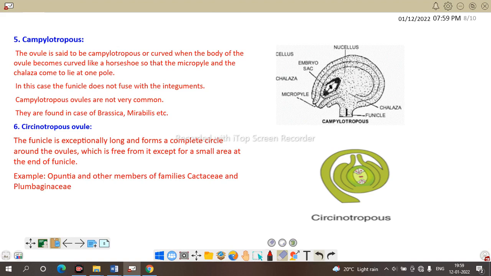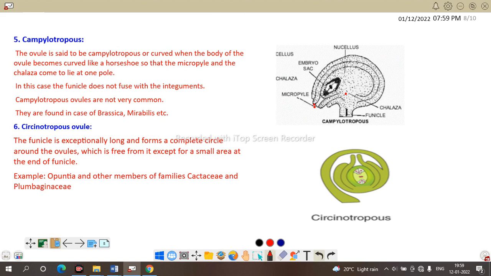Next is campylotropous, in which the body of the ovule becomes curved. It is popularly known as horseshoe shaped, where micropyle and chalaza lie at the same pole. Here is the chalaza, and here is the micropyle. They lie at the same pole, looking like a horseshoe shape. It is not very common. The integument is fused at the micropylar end, and it is found in Brassicaceae and Mirabilis.